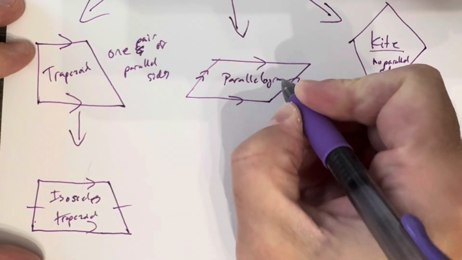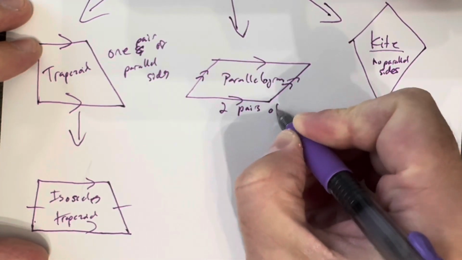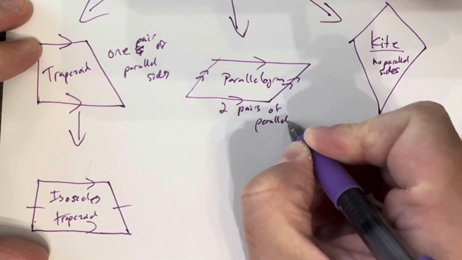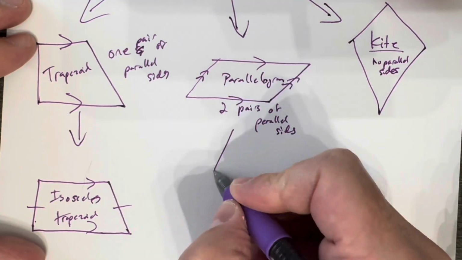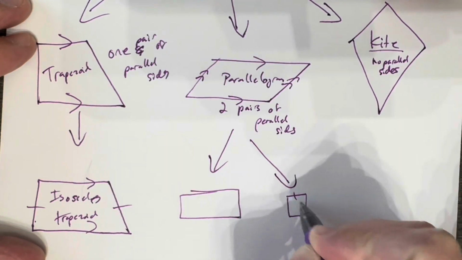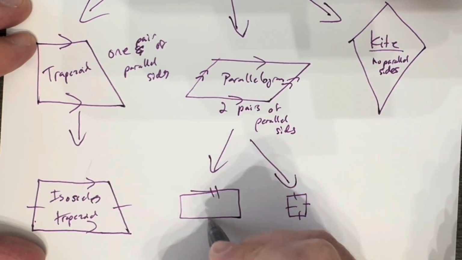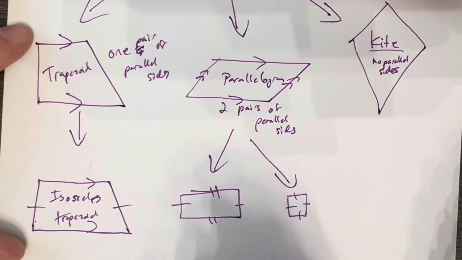Parallelogram. Okay? Two pairs of parallel sides. Now, from a parallelogram, we go into two different categories. Rectangles and squares. Okay? Rectangles and squares.